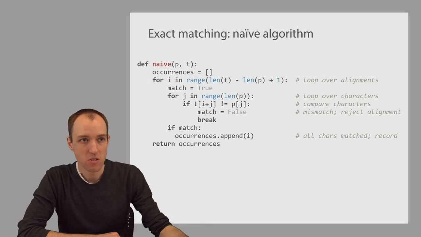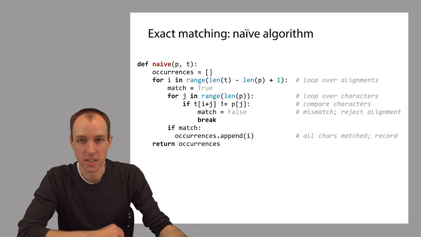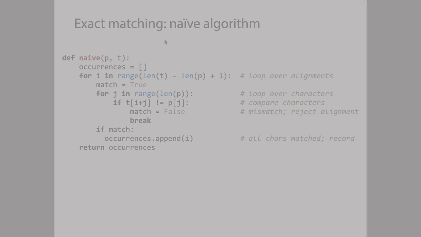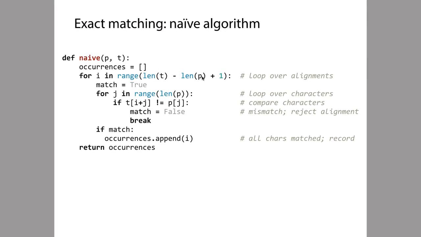Here's an implementation of that idea in Python. We'll see it again in a practical session that follows this. This function is called naive because this algorithm is sometimes called the naive exact matching algorithm. It takes two arguments, the pattern P and the text T. We initialize a list, occurrences, to be empty. We'll eventually fill it with all of the offsets where P matches T. Now we reach this outer loop here, which iterates over all possible alignments, all possible ways of lining up the characters of P opposite characters of T.